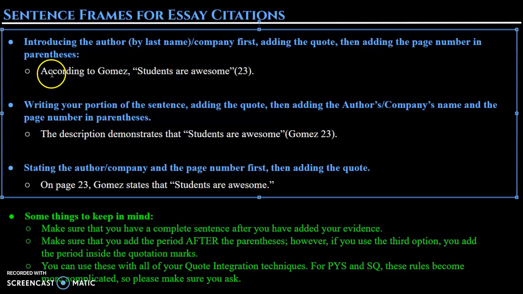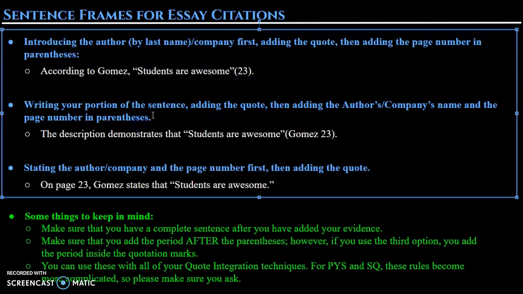Okay. The first type of citation that you can use in your sentences is something like this, where it says, according to Gomez. Gomez is the author's last name. You always want to refer to the author's last name, especially once you have introduced what article you're getting it from. So you would say, according to Gomez, comma, students are awesome, 23. Some of you might ask, what's the 23? The 23 is the page number. Some of you are using paragraph numbers. Don't do that. Just 23.